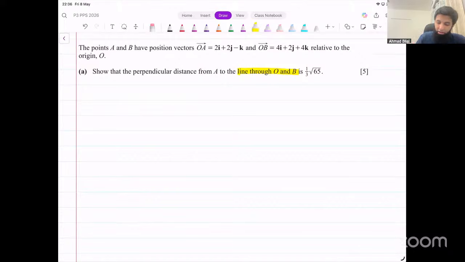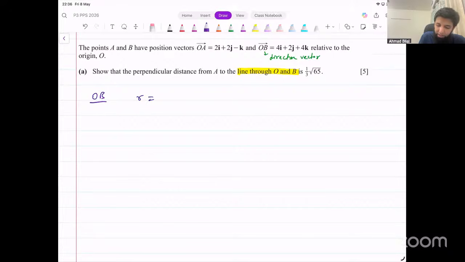Line through O and B. O is the origin, right? So we can say OB can be taken as the direction vector of this line. Let's write down the equation of the line OB.